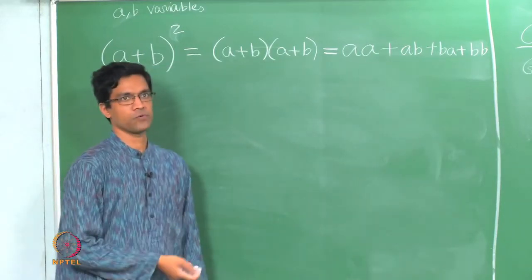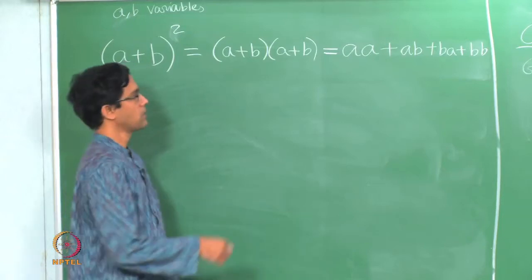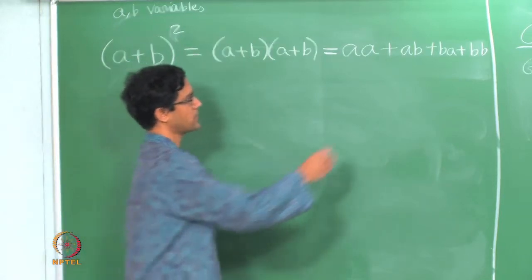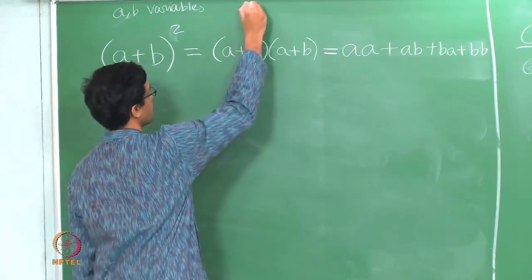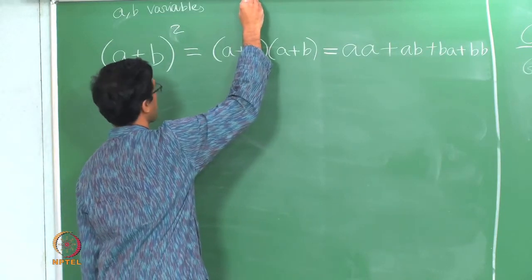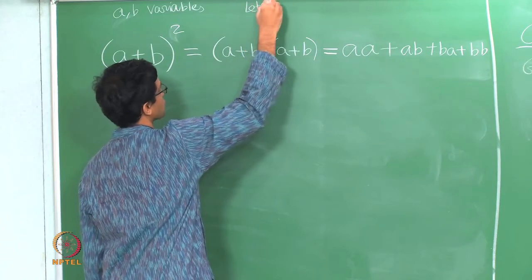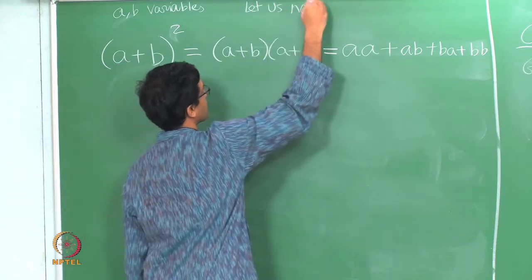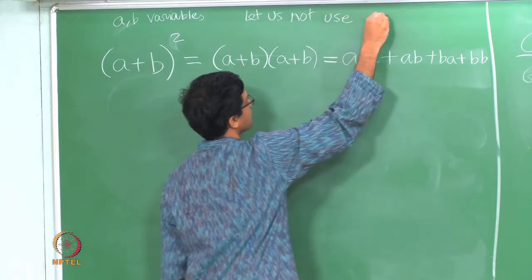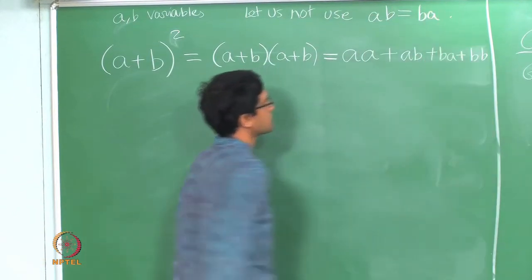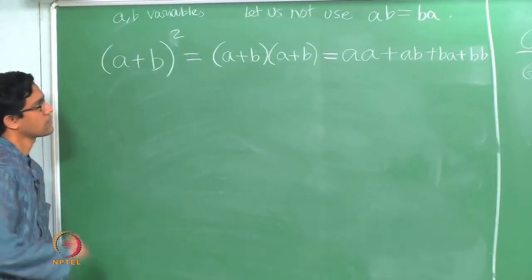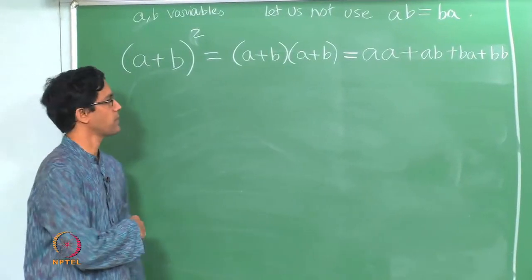The only difference now is I have written it out like this without using the fact that AB is the same as BA. I want to for now keep the distinction. So let us not use the commutativity property. In other words, let's not use this property AB equals BA.